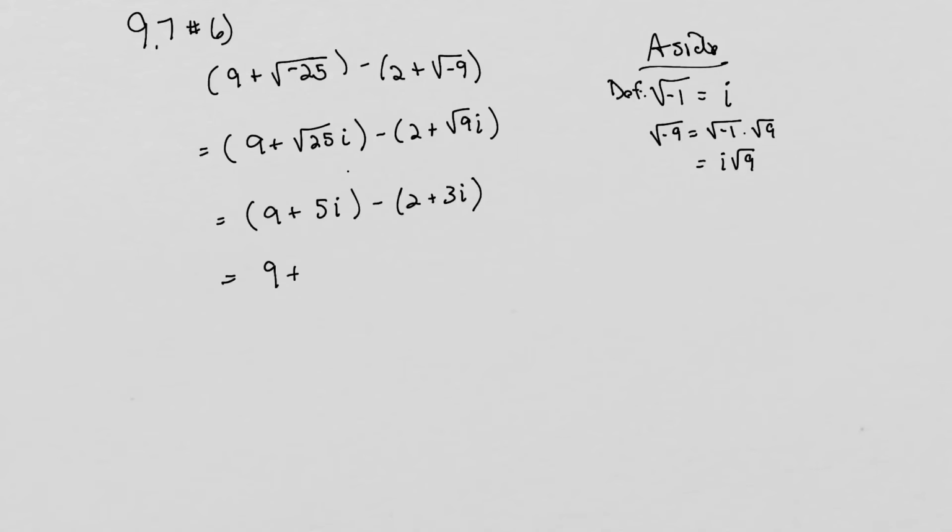So now that you've simplified those square roots, you can distribute the minus sign. So the minus sign here distributes to both terms. So negative 2 minus 3i. And then when you combine like terms, 9 minus 2 is 7, and 5i minus 3i is 2i.